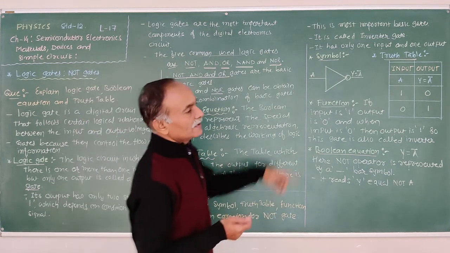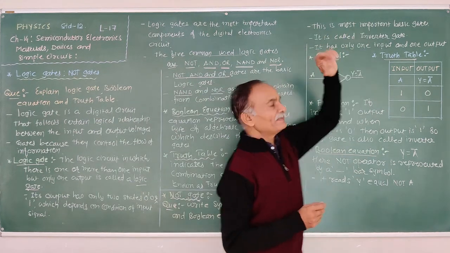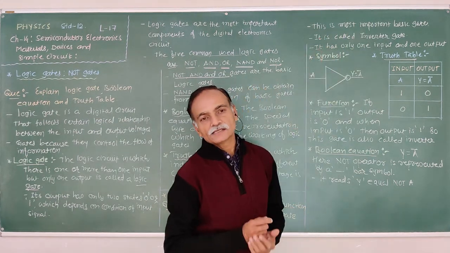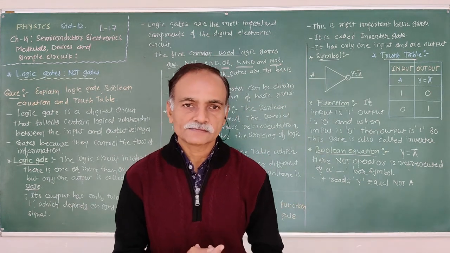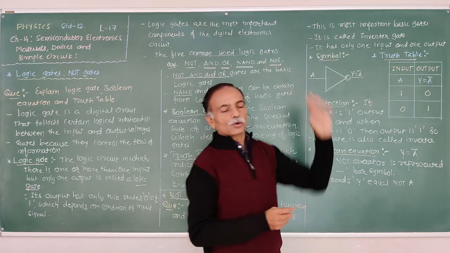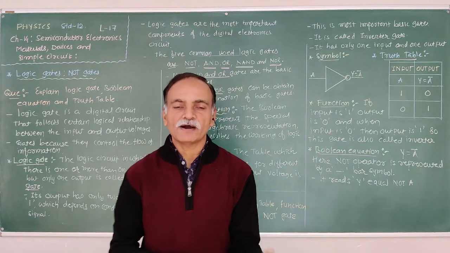Again, the NOT gate is the most important basic gate. It is also called the inverter. Why is that called an inverter? We will discuss that after the truth table. Now, it has only one input and one output.